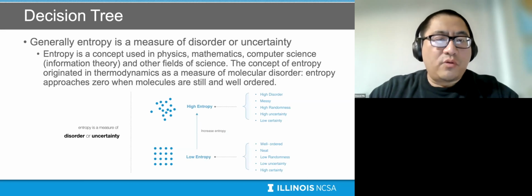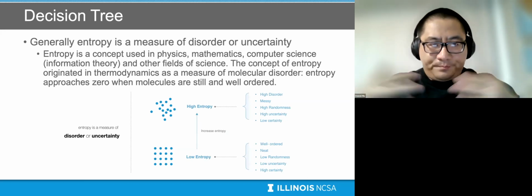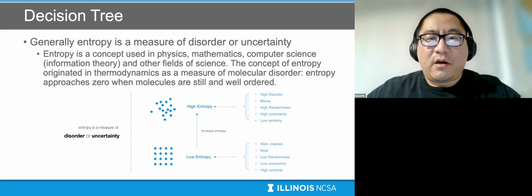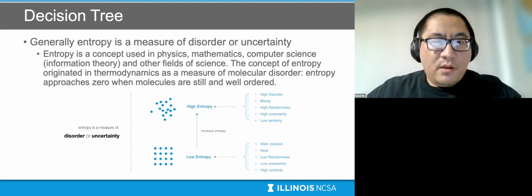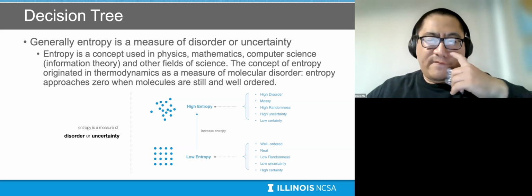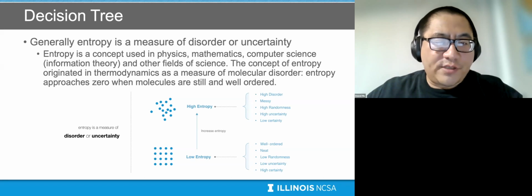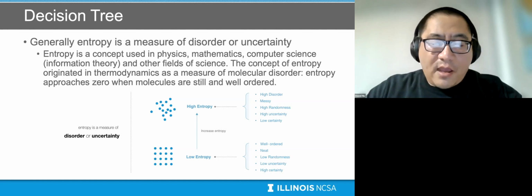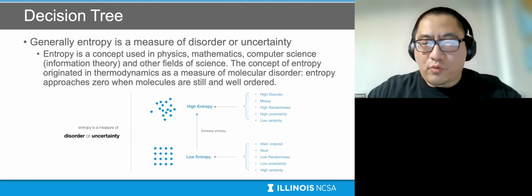So to measure how well we build a tree, we need to introduce a term called entropy. The entropy is a measure of disorder and uncertainty. Entropy is a concept used in physics, mathematics, computer science, and other fields of science. The concept of entropy originated in thermodynamics as a measure of molecular disorder. Entropy approaches zero when the molecules are still and well ordered. So the higher the entropy, the more the particles are disordered, messy, random, and uncertain.